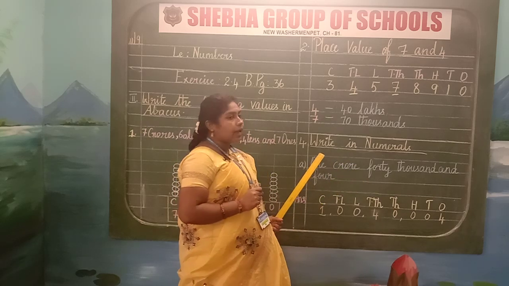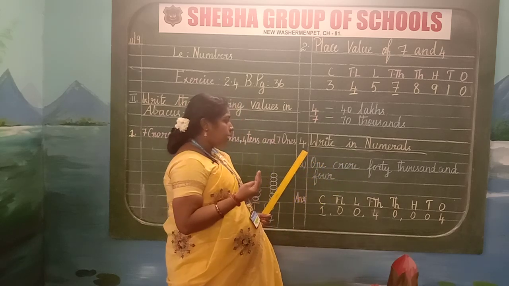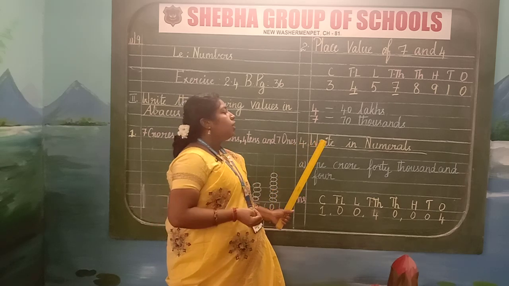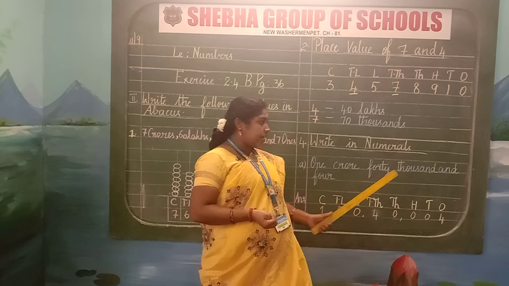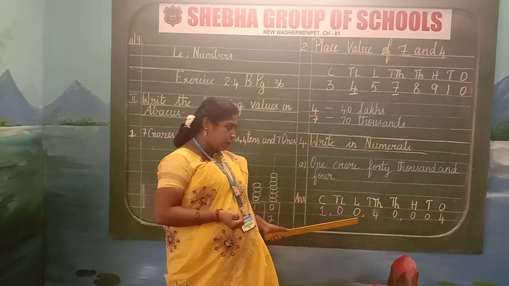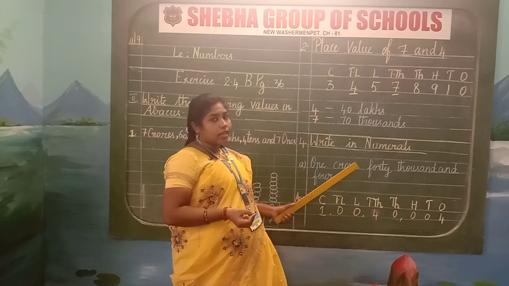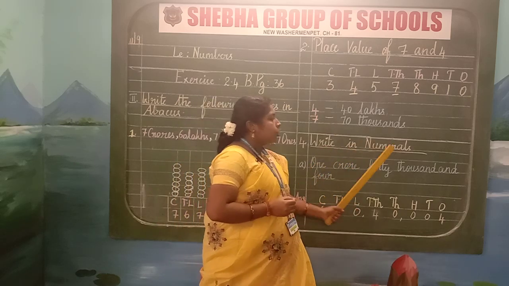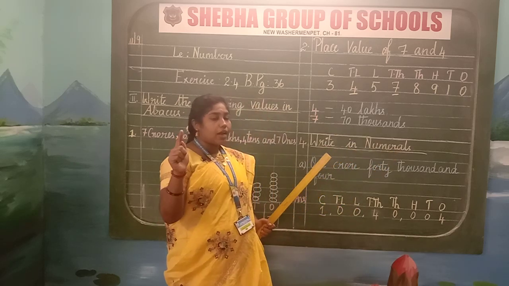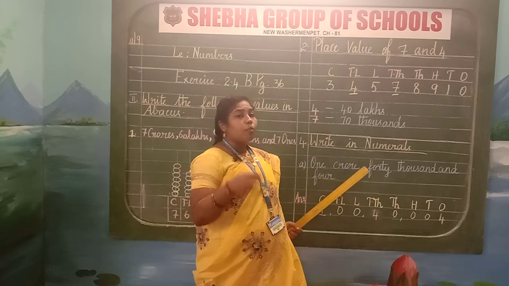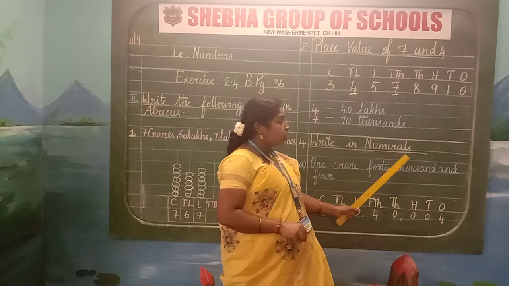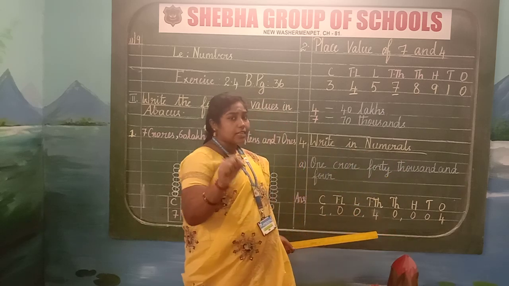Now we are going to write the fourth serial number. Write 4 serial number in the margin. Write in numerals. They have given the number names. We are going to write the numbers for the number names. Clear, children? Write in numerals. Give a finger gap and write. Spell it and write, children. After writing the headlines, you may draw a line with your pencil and scale.